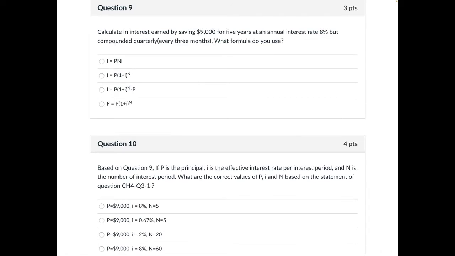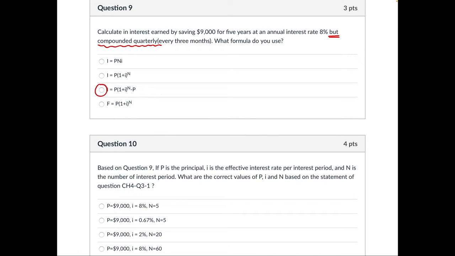Okay, now there is a new question. Calculate the interest earned by saving 9,000 for 5 years at an annual interest rate of 8%. Exactly the same as the previous questions, right? But it's compounded quarterly, so every 3 months. So what formula do you use? Still, this is a compounding interest problem, so the formula is the same. But the values for those variables are going to be different.